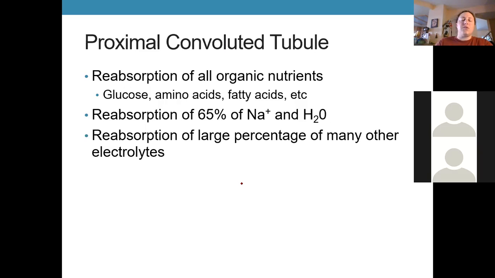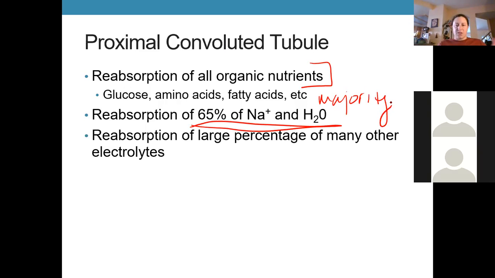So the proximal convoluted tubule's goal is to reclaim all nutrients that are circulating in the filtrate. So glucose, amino acids, fatty acids, anything that we can use to make ATP should be reabsorbed here. It's also going to reclaim 65%. You don't need to know the number, but just recognize this is the majority of the salt and the water, the sodium and the water that was filtered out. As well as a fairly large percentage of pretty much all of the other electrolytes and other compounds that were filtered out in the glomerulus. So this is our major reabsorptive site.